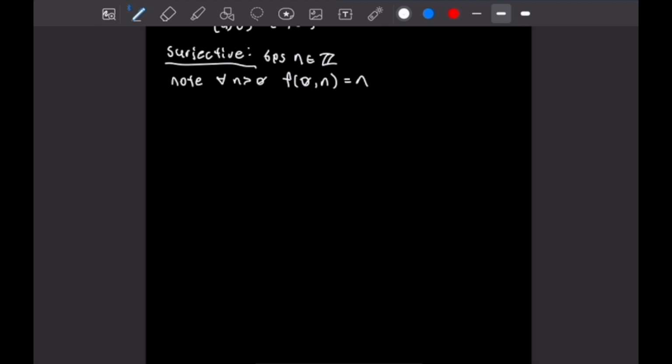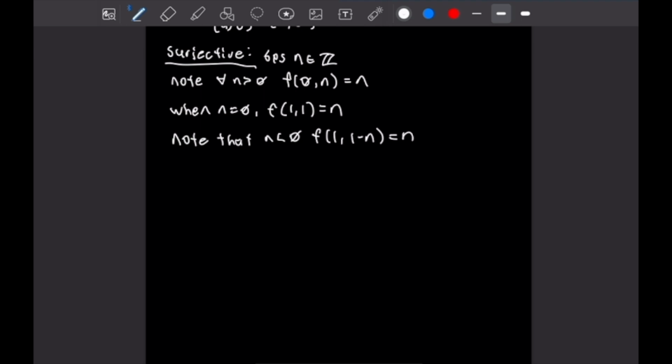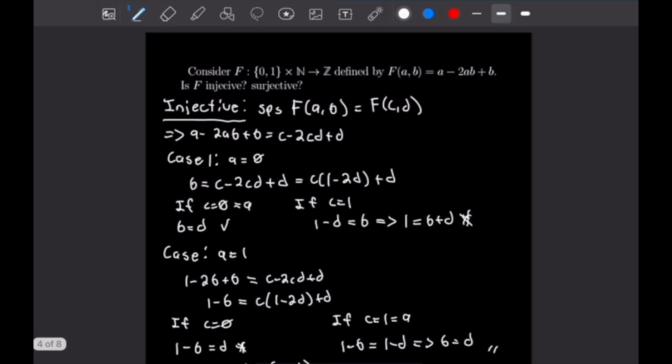Great. So next, let's look at the case when n is equal to 0. So let's go ahead and also note that when n is equal to 0, that f of 1 will equal n. And you're free to verify that on your own. It's simple arithmetic. And then lastly, we want to note that for all n less than 0, so when n is a negative number, that f of 1 and 1 minus n will do it. Great. So since this function is both injective and surjective, that means that this function is bijective. Great. So let's get into the next one.